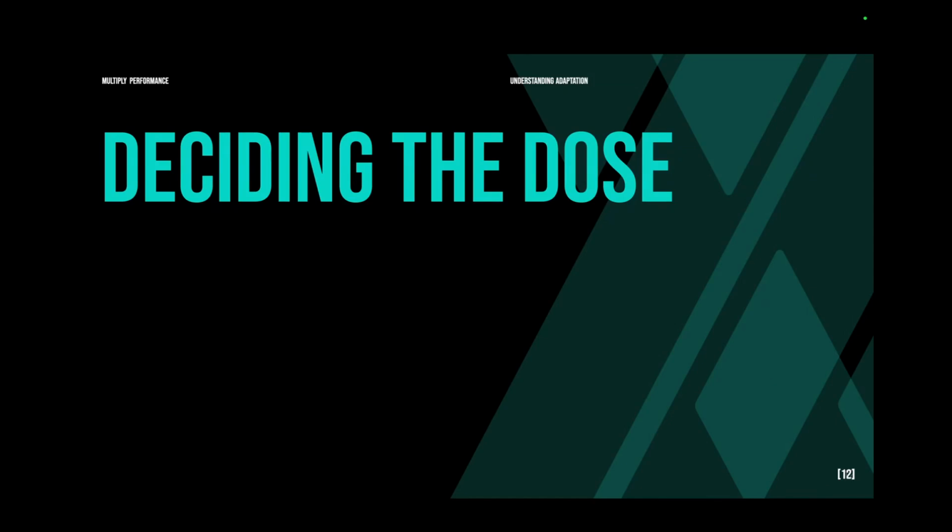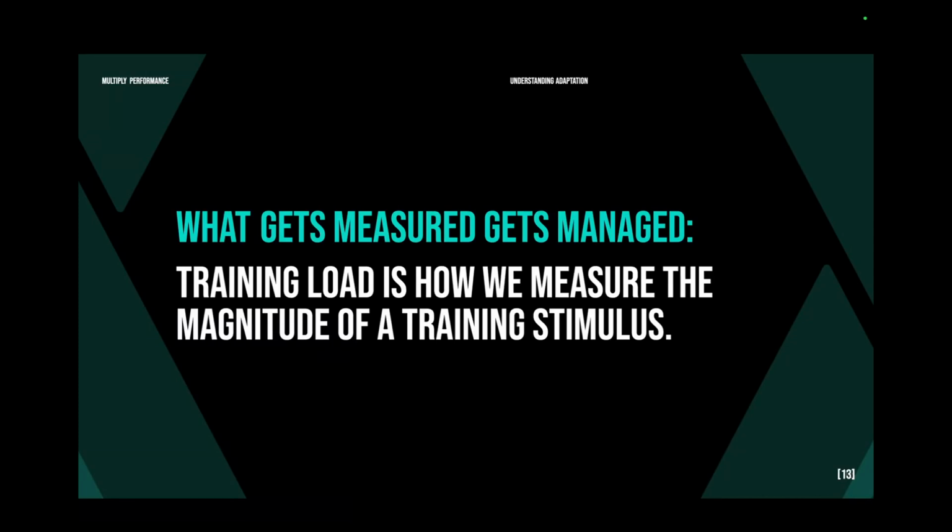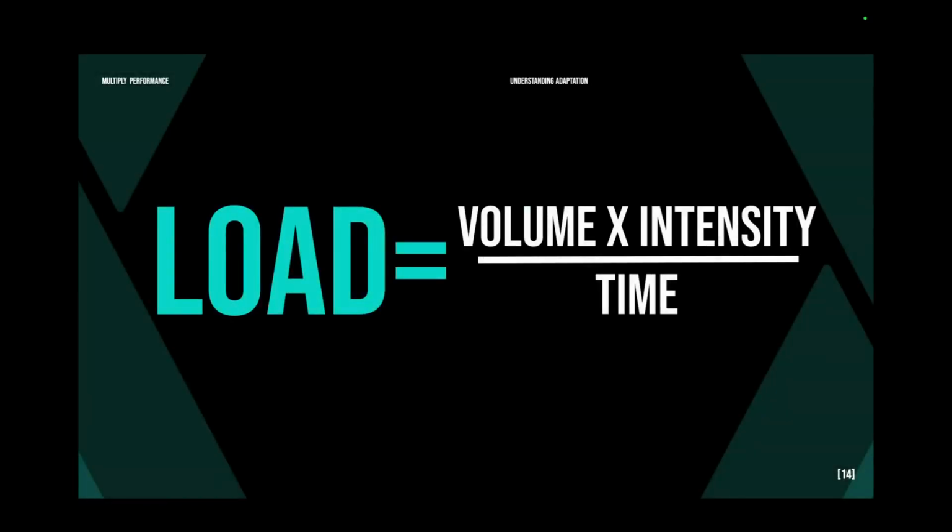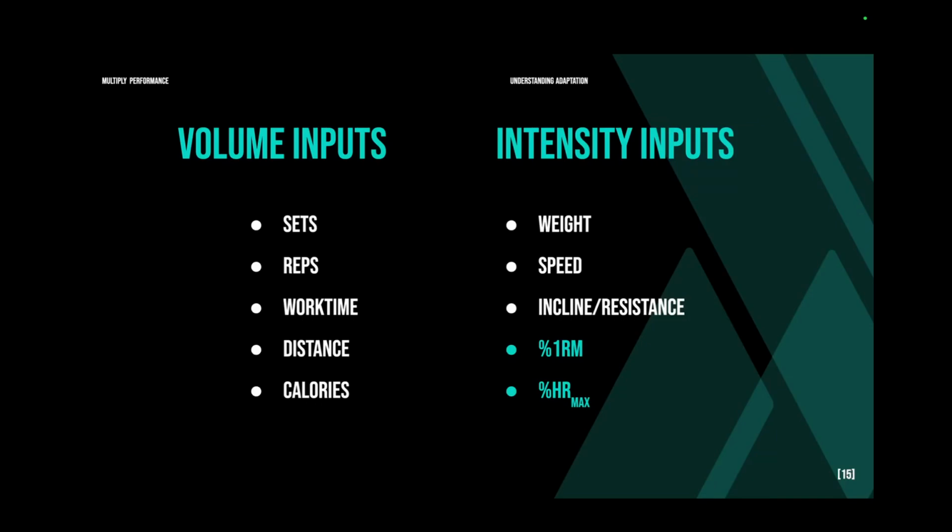So now we're going to talk about deciding the dose and understanding training load a little bit. So what gets measured gets managed. Training load is how we measure the magnitude of a training stimulus. We can calculate training load by basically doing volume multiplied by intensity over time, with volume inputs being things like sets, reps, work time, distance, and calories, as well as other things, but basically anything that is defining the amount of work being performed. And then intensity inputs being things like weight, speed, incline and resistance, percentage 1 rep max, percentage heart rate max. So anything that basically tells us how hard that work was.